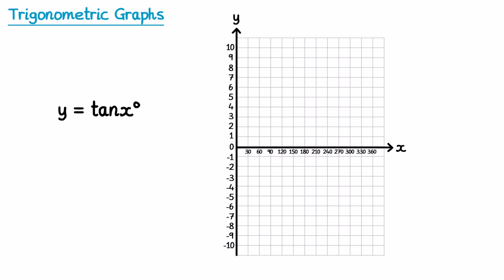Now if you think back to when you learnt exact trig values, you might recall that tan of 90 is not possible to do.